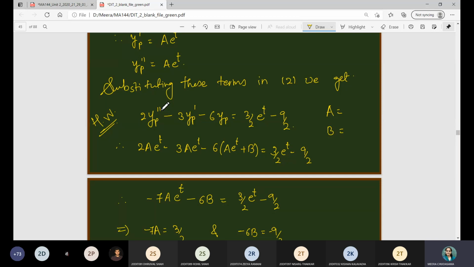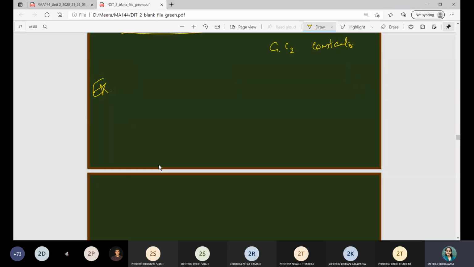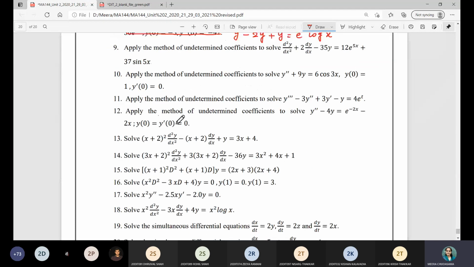Okay, so let us do one more example. Which example? Just wait. Yeah, here. So we are done with this one. So let us consider now this one. Example number 13: solve (x+2)² d²y/dx² − (x+2) dy/dx + y = 3x + 4. Try to solve this one. You have to try it yourself.